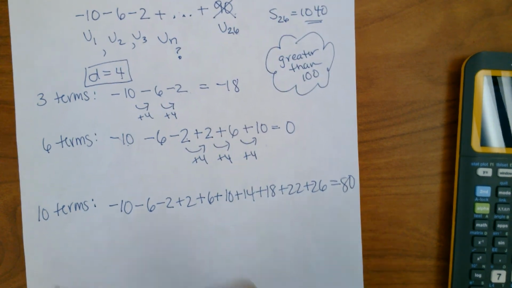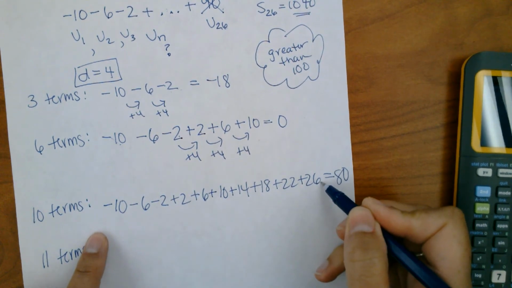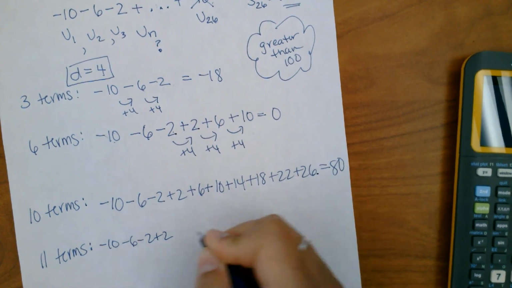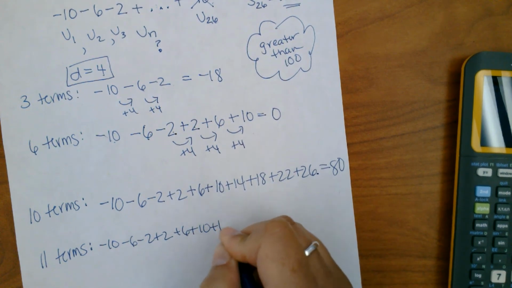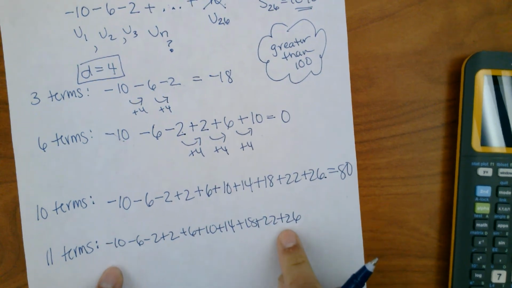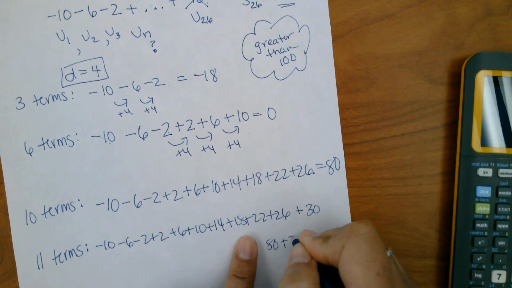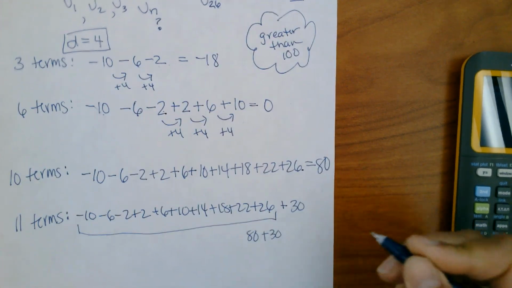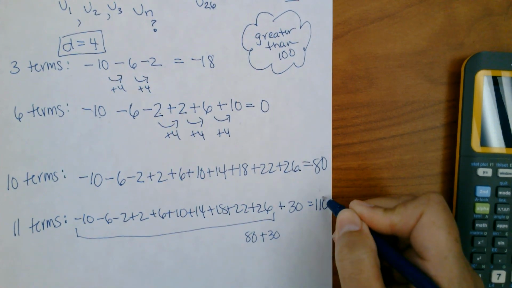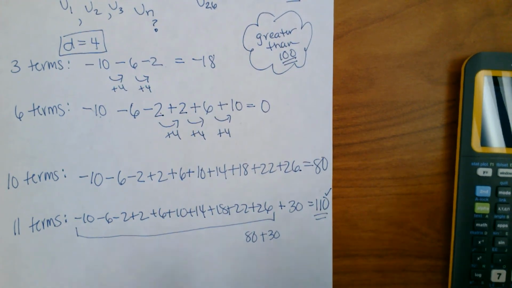Let's see what happens if we do. So 11 terms. It's going to be all of this, right? Negative 10 minus 6 minus 2 plus 2 plus 6 plus 10 plus 14 plus 18 plus 22 plus 26. So this was 80. Now we have to just add on 30. So we're really doing just 80 plus 30, right? Because this whole thing was 80. I mean, we could take a shortcut. All right, so 80 plus 30, that's 110. Hey, look, is that greater than 100? Yes, check. Okay, we got greater than 100.